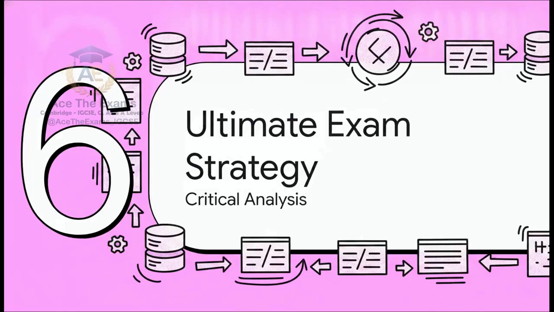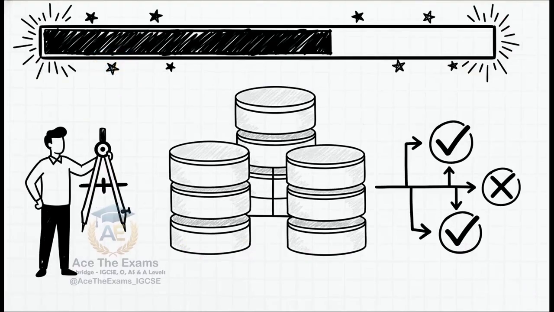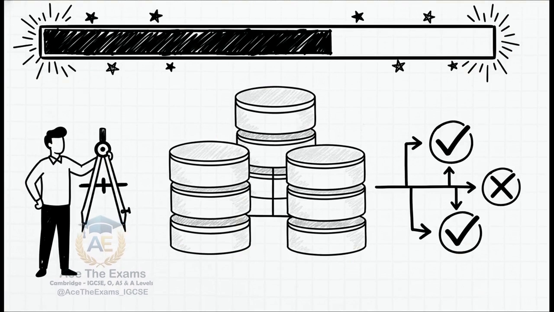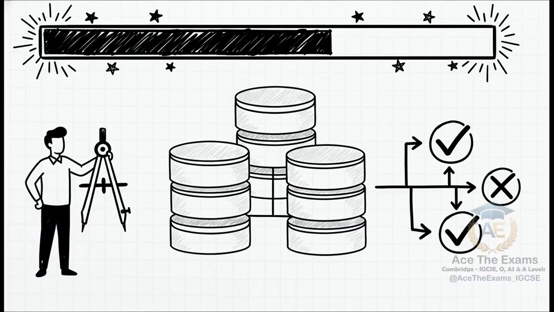Which brings us to our final part, Section 6, the ultimate exam strategy, critical analysis. The highest scoring candidates, the ones setting the curve, don't just write code. They evaluate alternatives, compare approaches, and provide justified recommendations. To hit 100% mark potential on your exams, you need to master the 3 rules of our complete computer science answering system. Rule 1, command word decoding. You must tailor your depth of response precisely to whether the question asks you to identify, describe, explain, or evaluate.